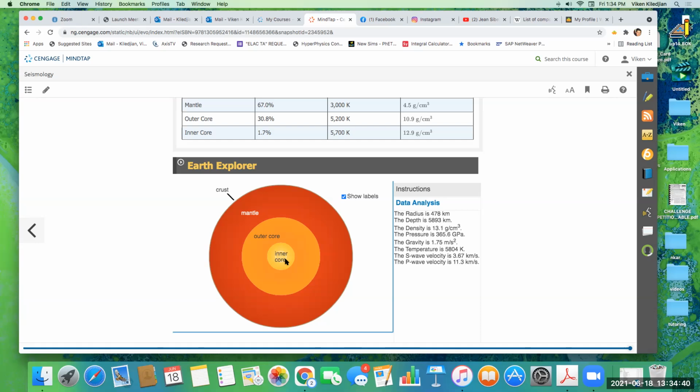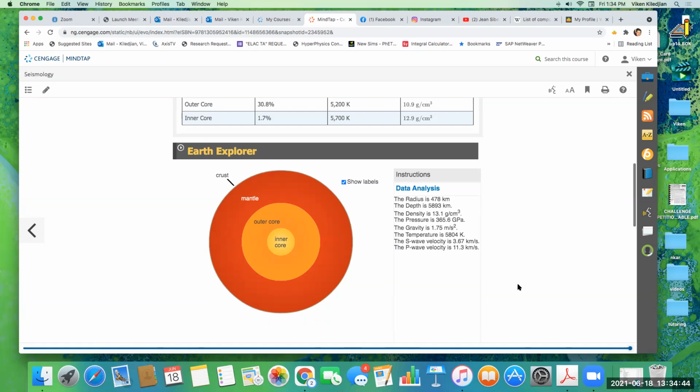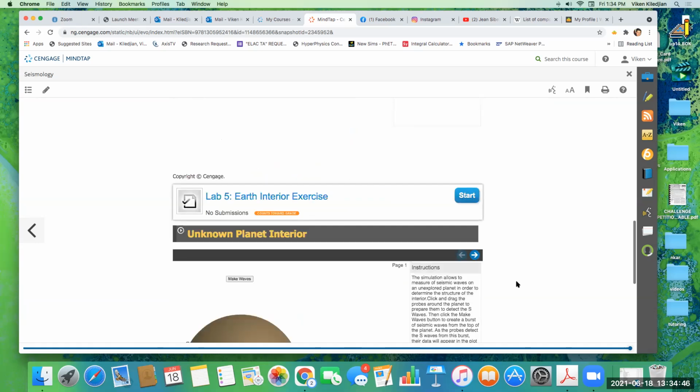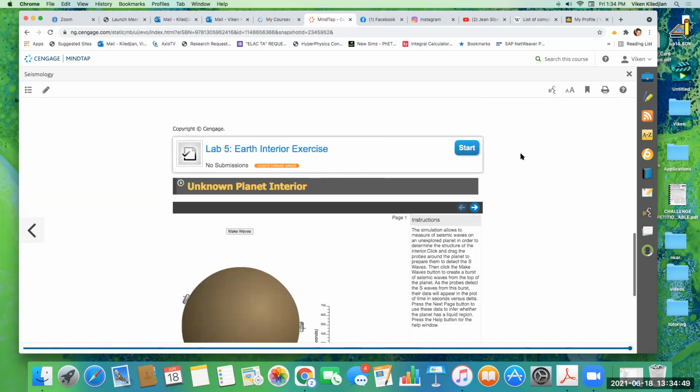So those are interesting things you can see as you are pressing this. Earth interior exercise. Okay, this is the first exercise.